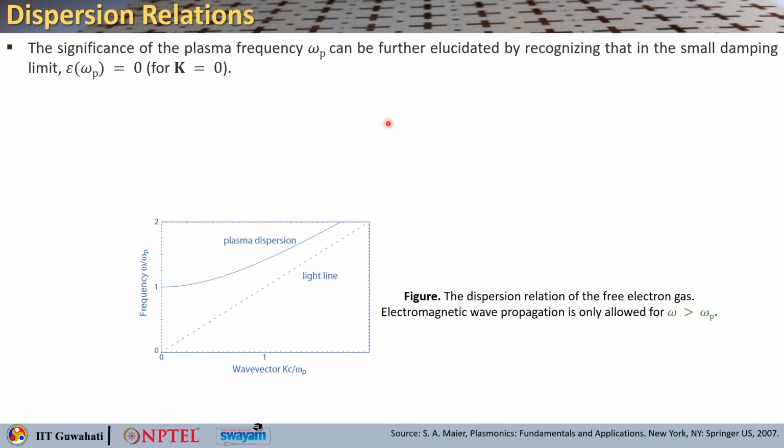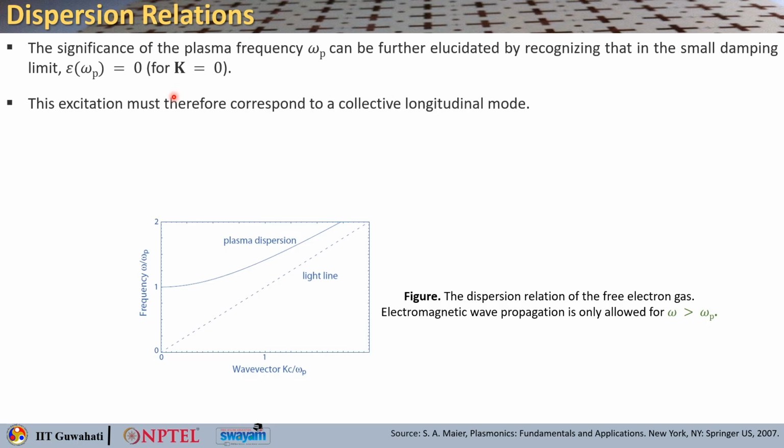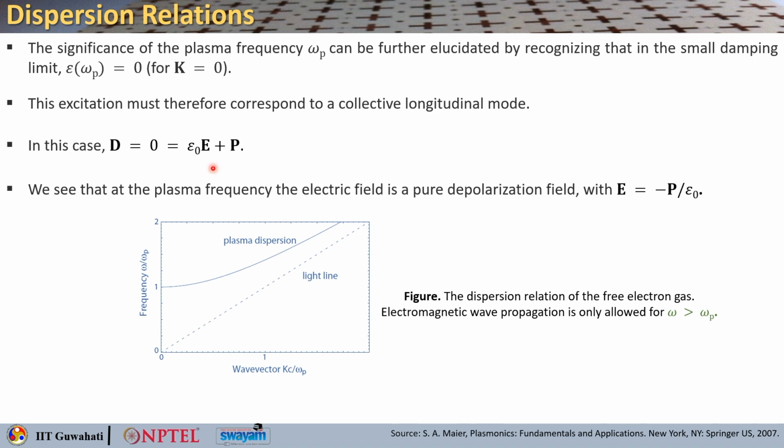Now, the significance of this plasma frequency can be further elucidated by recognizing that in the small damping limit, when you consider epsilon at omega p equals 0, that means for k equals 0, the excitation must therefore be a collective longitudinal mode. In this case you can write D equals 0, which is nothing but epsilon naught E plus P. From this you can understand that at the plasma frequency the electric field is basically nothing but the depolarization field, because the electric field will be simply given as minus P by epsilon naught.